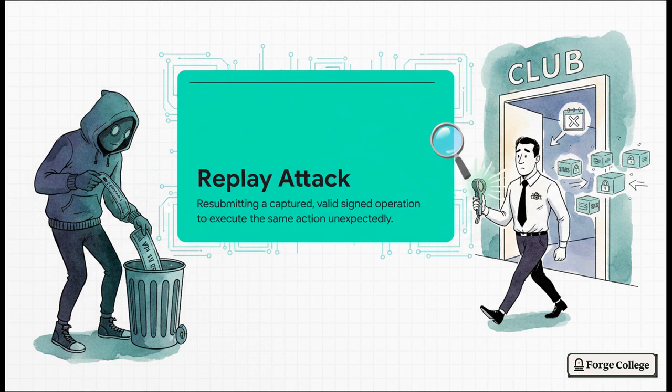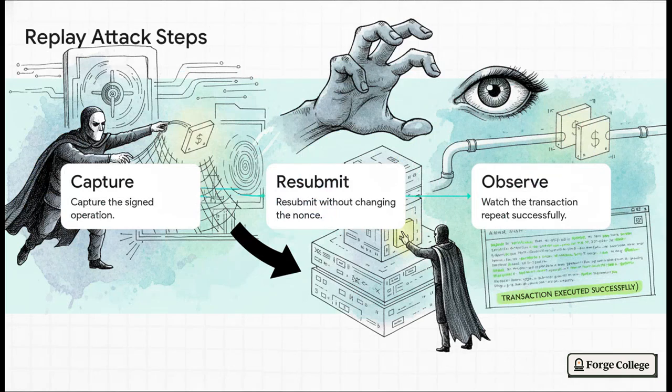Imagine our digital pickpocket finds yesterday's VIP wristband in the trash, walks right up to the club, and gets in. Why? Because the bouncer is only checking if the wristband is real, but isn't bothering to check the date. That, right there, is a replay attack. So how do we actually test for this? Well, we get to play the villain for a minute.